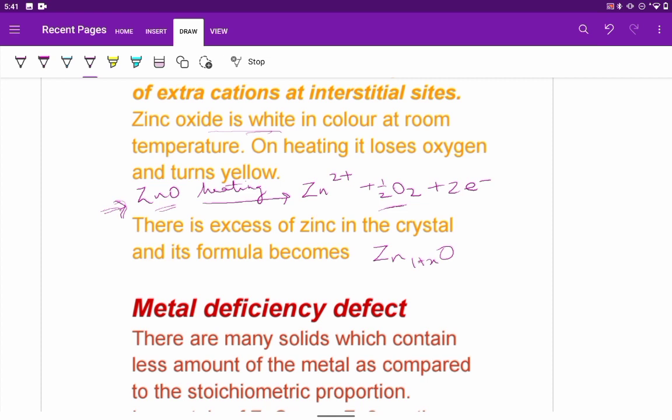The excess Zn2+ ions will move to the interstitial sites and the electrons to neighboring interstitial sites. The excess Zn2+ ions move to interstitial sites and the electrons to the neighboring interstitial sites.